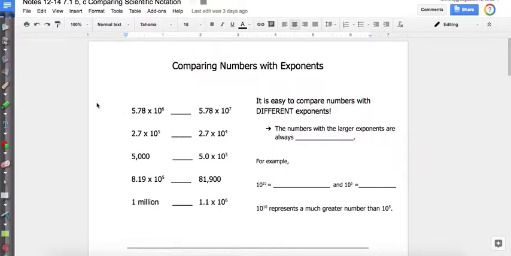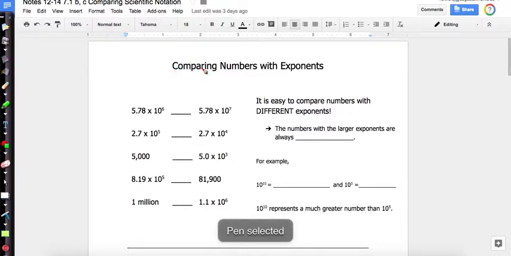So it is easy to compare numbers with different exponents, but you've got to remember that they both have to be written in scientific notation in order for you to compare the exponents. So the numbers with larger exponents are always greater.